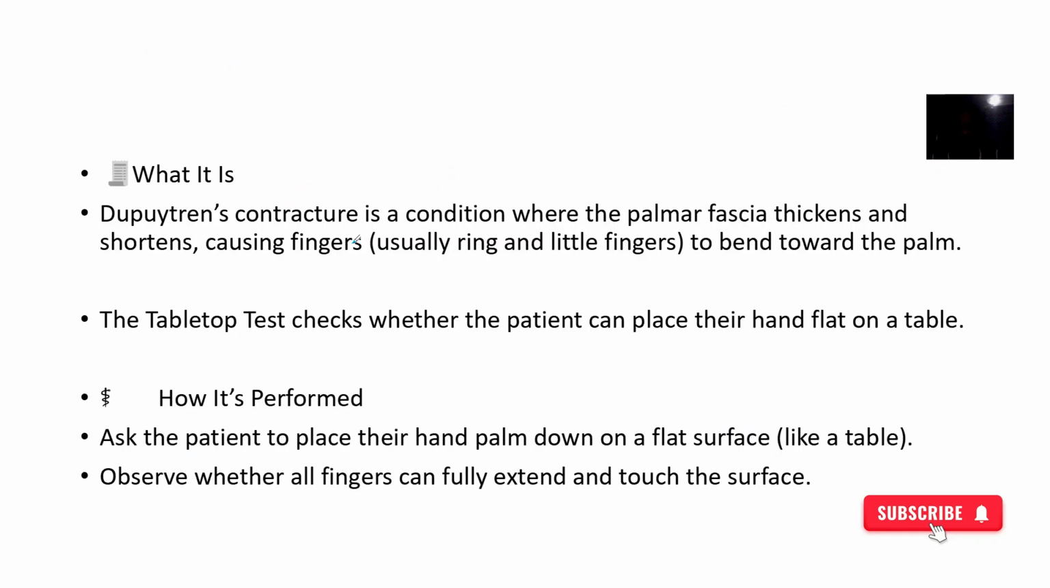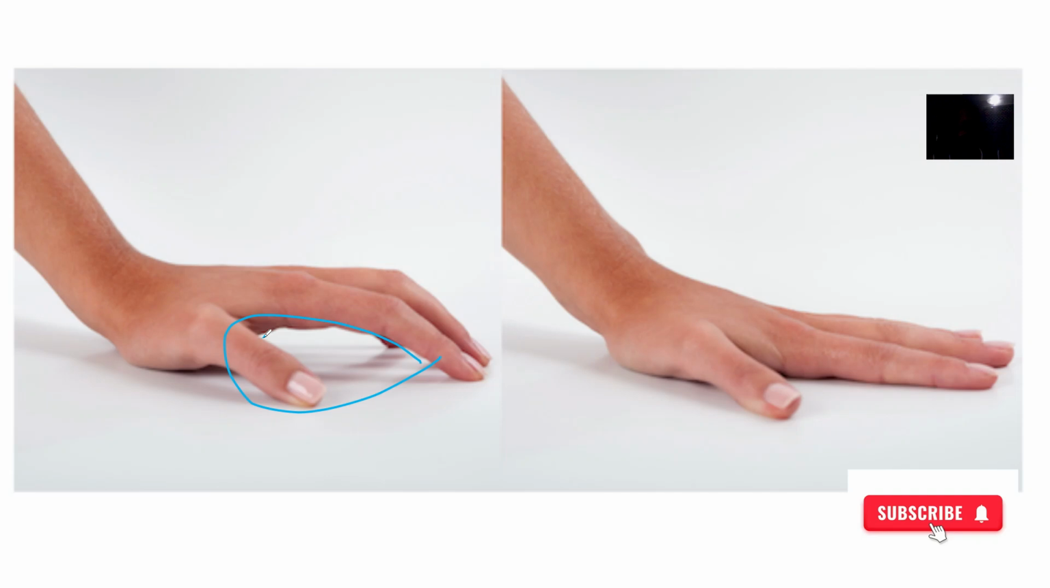Of course, somebody having this contracture cannot put their hand flat on a table, right? So Dupuytren's contracture, just so we say, is a condition where the palmar fascia thickens and shortens. It will now cause fingers to bend towards the palm. So the tabletop test checks whether the patient can place their hand flat on a table.